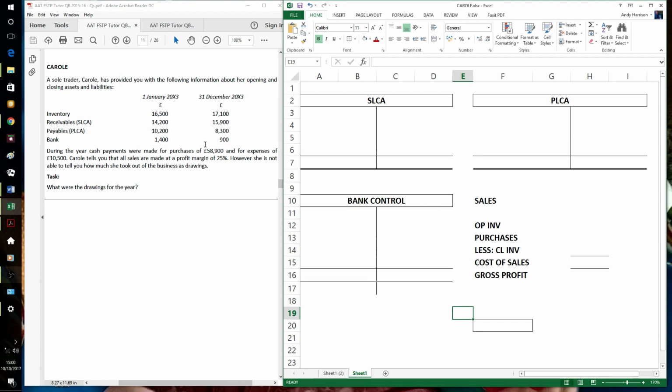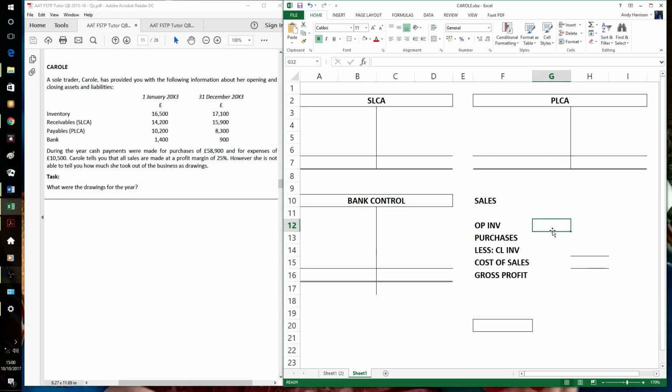We've got opening and closing balances, inventory, receivables, payables and bank. So from that information I guessed we're going to draw out a T account for bank, the two control accounts and our trading account. A little bit more information there as well. So without further ado, let's start putting the numbers in and see where it gets us.